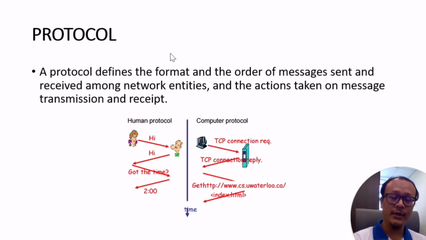In the computer protocol, here on the right side, the client or the host will request a connection to the server, and then the server will reply to establish the connection first. Then the computer will ask what information the client wants, and once the server receives the request, the server will respond. It's similar to how humans converse.